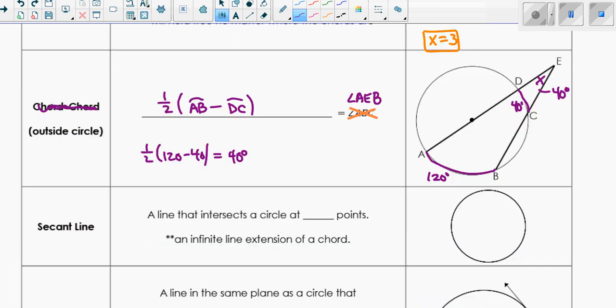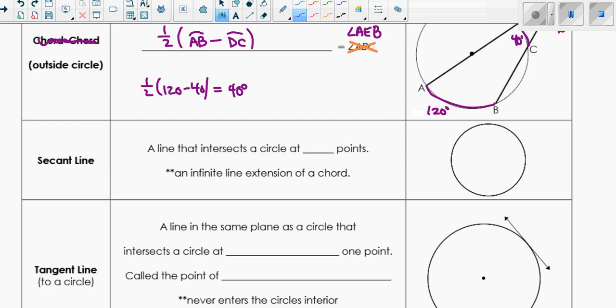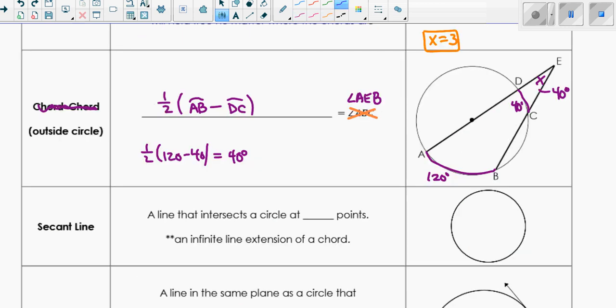Alright, next we have secant lines. A secant line is a line that intersects a circle at exactly 2 points. It's an infinite line extension of a chord. So this is a chord, and if I extend it and make it a line, now it's a secant. A chord is a segment in a circle, and a secant line, we call it a line for a reason, is a line that intersects your circle at exactly 2 places.